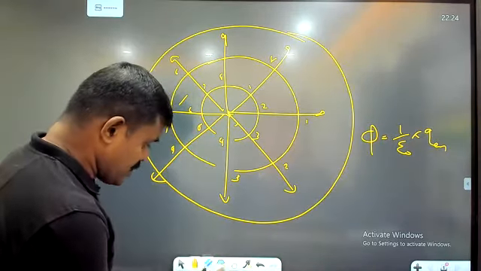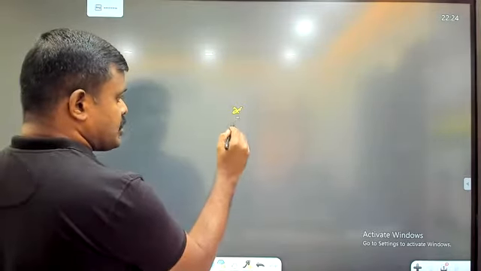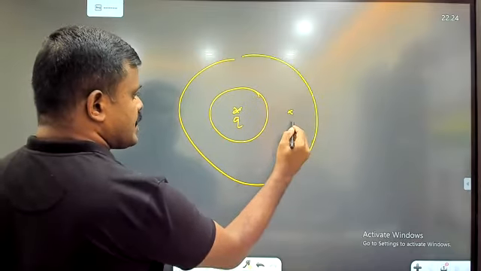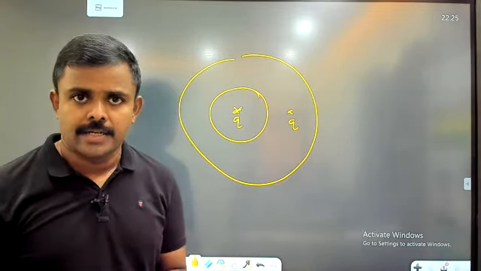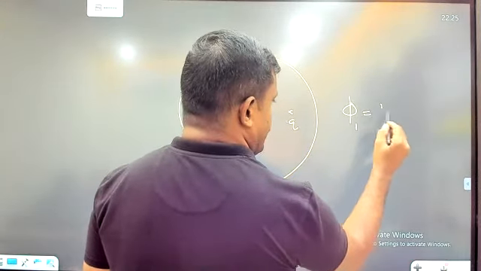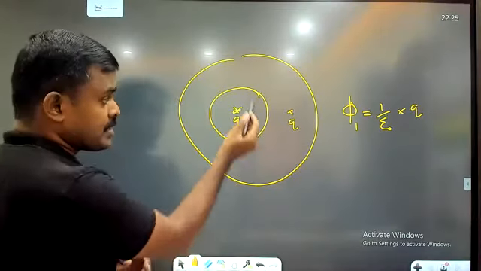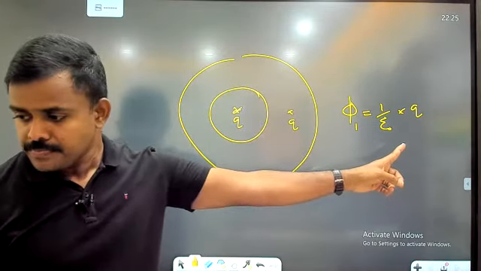And there is an important question here, which is a BPS question. Look at this. We have a charge here, Q, and there is a sphere. There is another sphere. This is another charge Q. Find the ratio of fluxes through first sphere and second sphere. I'll take the first sphere. Tell me, flux through the first sphere is what? 1 by epsilon naught into Q. Correct. For the first sphere, I take only Q as the enclosed charge, right?